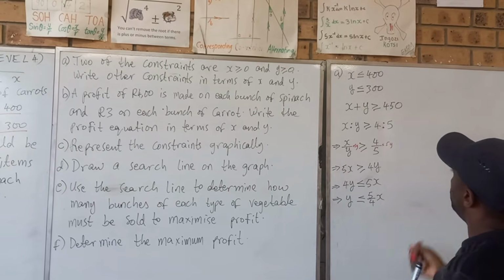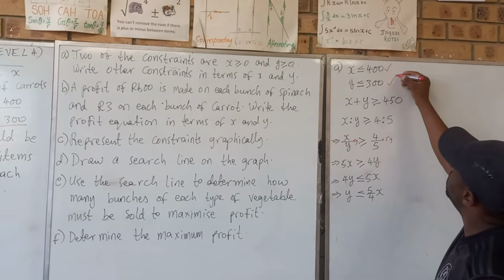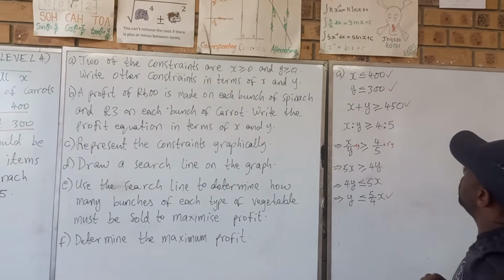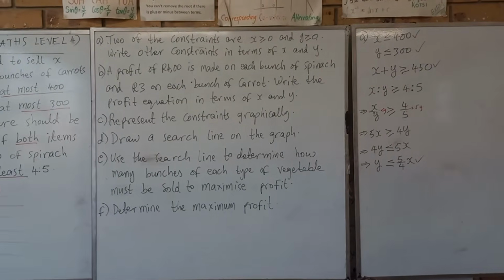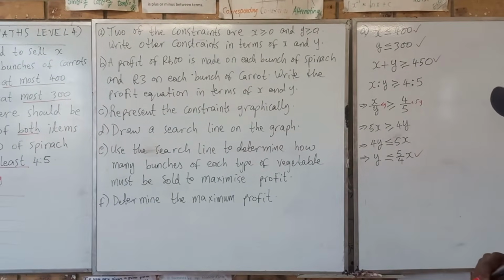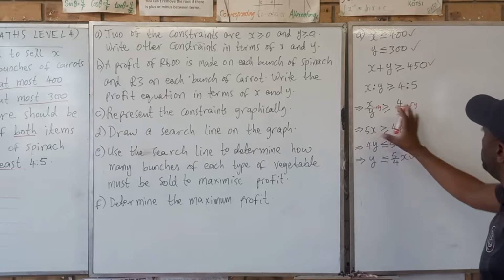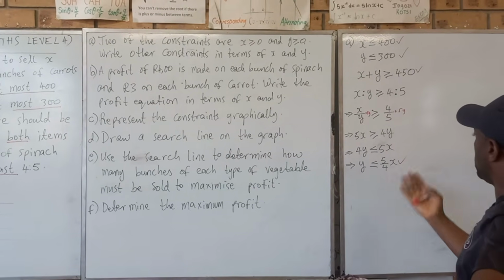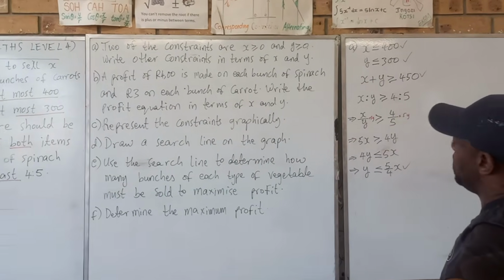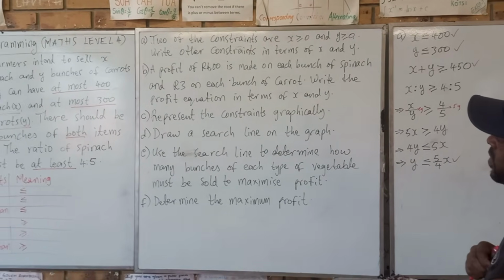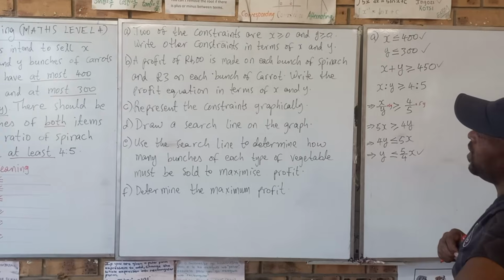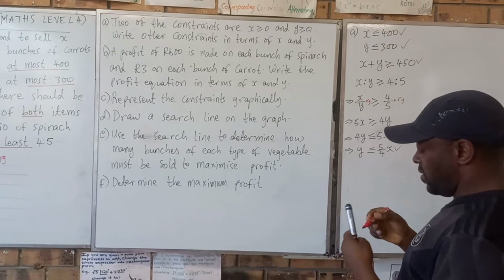So the 4 main constraints here are 1, 2, 3, and 4. So those will be my constraints in the A part of the problem. So the tough one is usually this one of ratios, and that is how you handle it. And it's good to put it with Y on the left so that when you go to draw, you don't struggle.